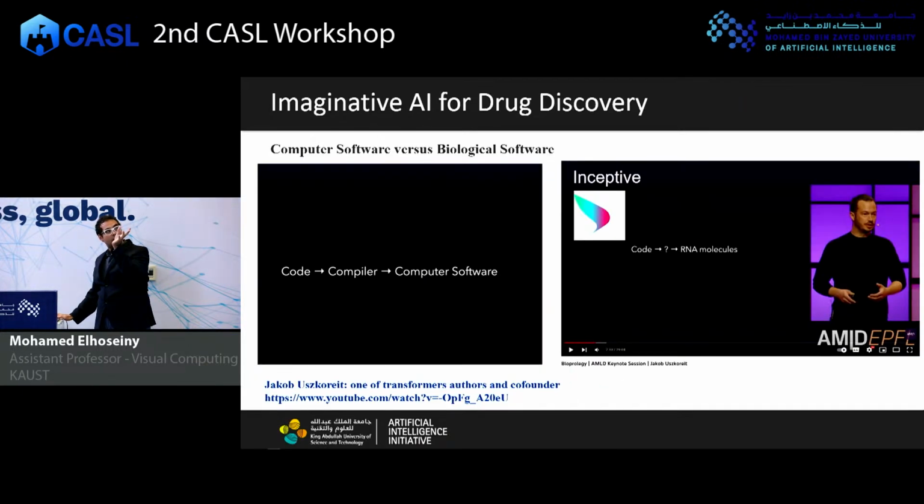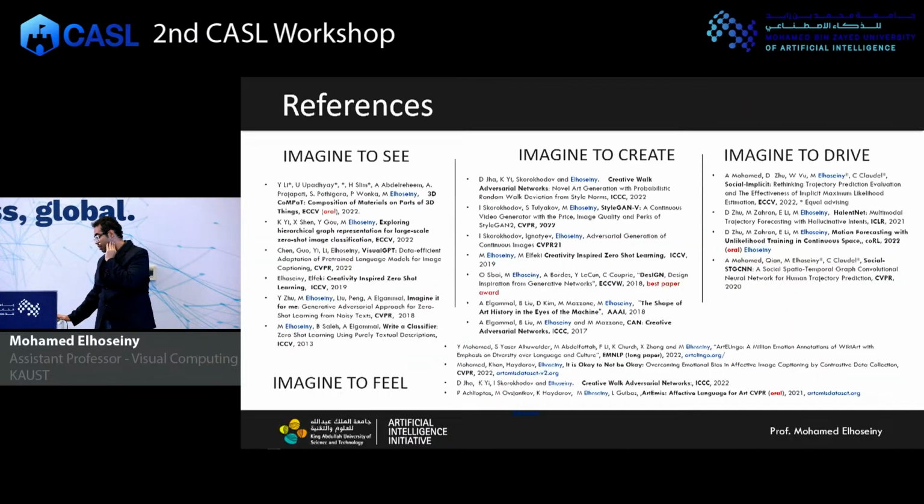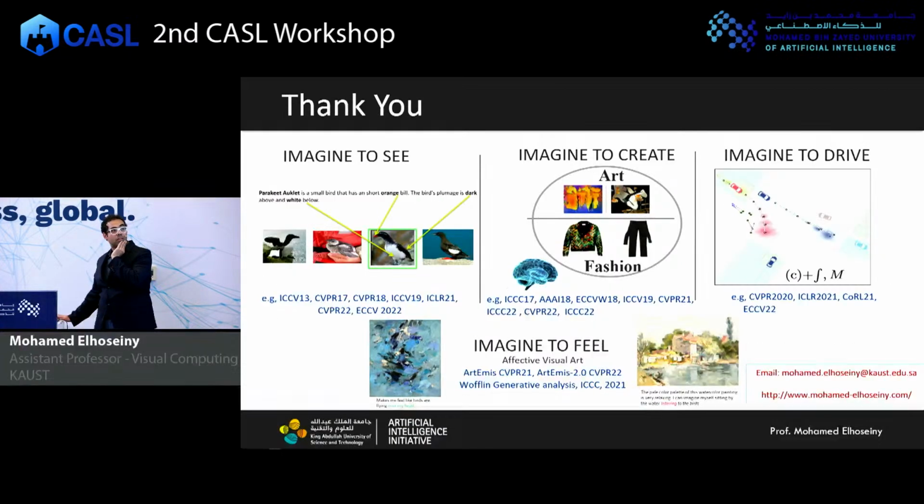There is some data. One of the famous examples is Jacob, who is actually one of the transformer authors. He started a company working on building the first biological computer, which is exactly what we're talking about. Given a code, given a function, can you produce RNA molecules that lead to the intended, desired biological function that you want to have? And these are the references for everything I talked about today. And thank you.